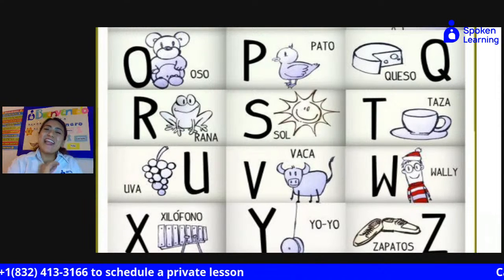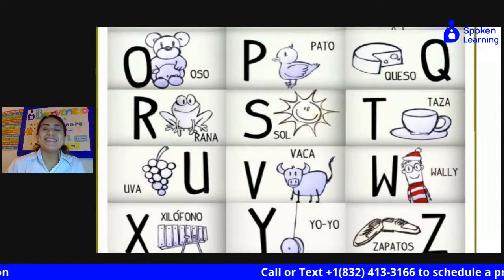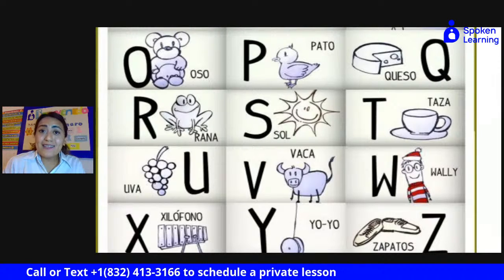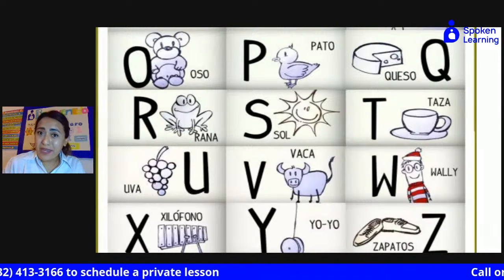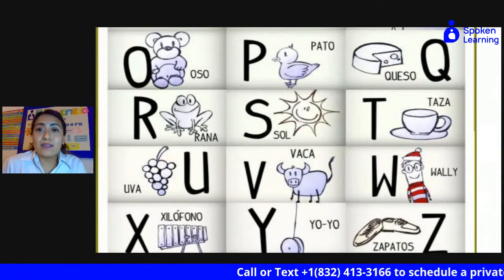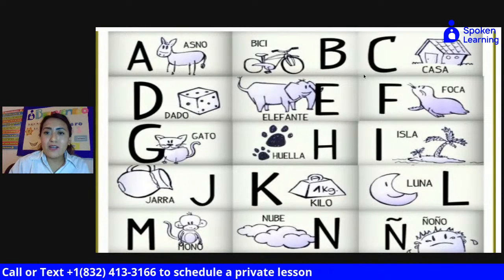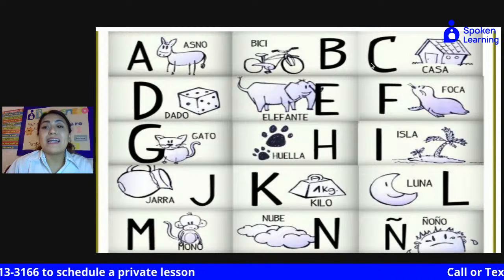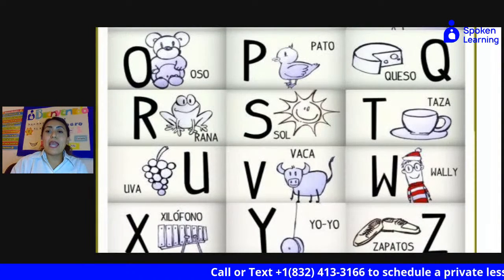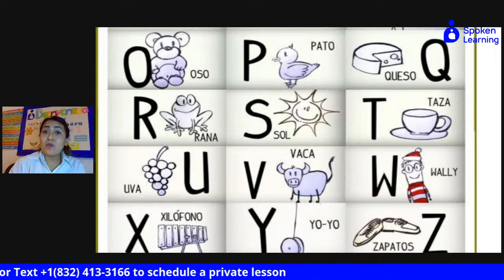Perfect. Now, the last letter is Z. I'm gonna tell you about Z. Z is the correct pronunciation here in America. But if you are in Spain, they will pronounce Z differently. It's like in here, remember? In America we say C, but in Spain, C. The same here. In America we say zeta, but in Spain we say zeta.